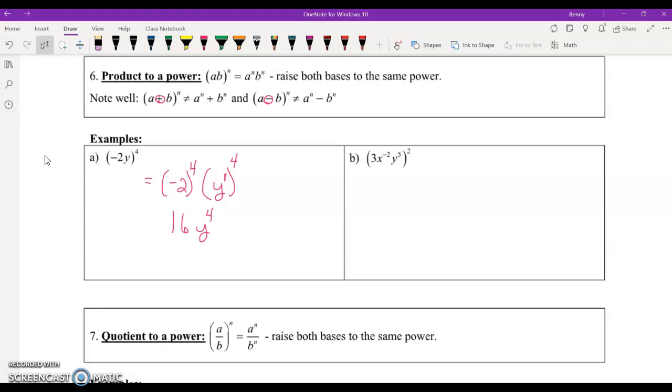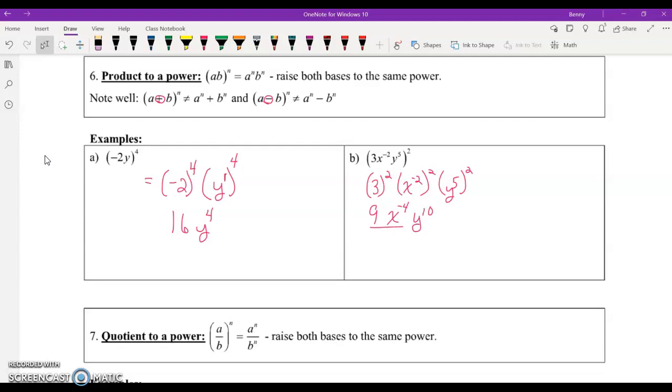For this example, I've got a 3 in the parentheses to the 2nd power, an x to the negative 2 to the 2nd power, and a y to the 5th to the 2nd power. Now when I simplify each of those, I get 9, x to the negative 4, again we're multiplying those powers, y to the 10th, multiplying those powers, just like we did in the previous rule.